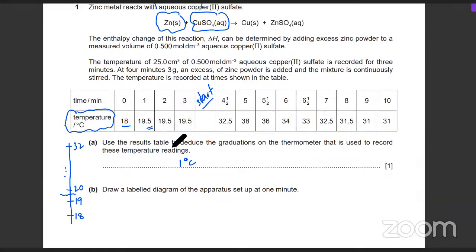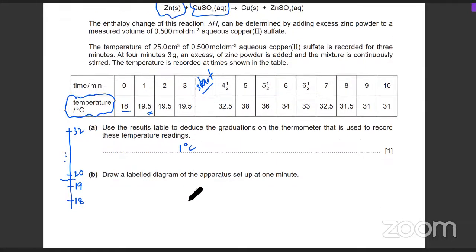Because if it was 0.1, then you would have seen 19.1, 19.2, 19.3 or something like that. If you're just seeing half, that means this is not the minimum graduation. It's probably 19 and then all of a sudden it's 20. So anything that's in between is going to be taken as 0.5.